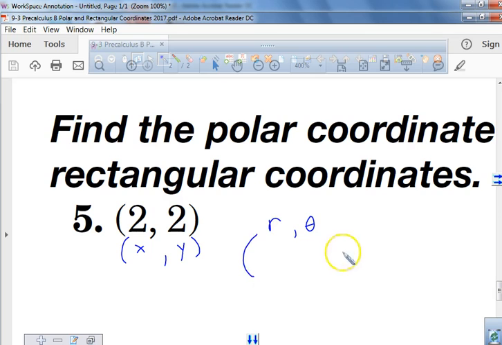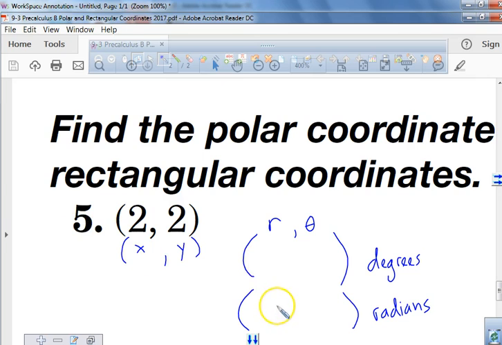So what we're going to do at the very end, we are actually going to end up with two answers. One answer we are going to make in degrees, where theta is going to be in degrees. The other is going to be where theta is going to be in radians. So we're going to have two answers for problem number 5.